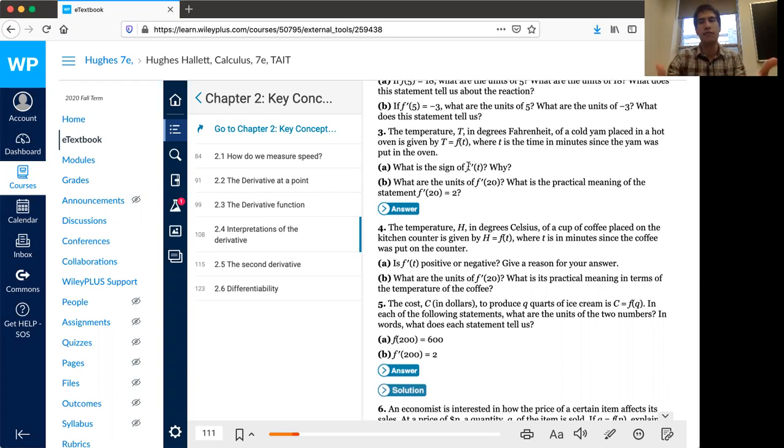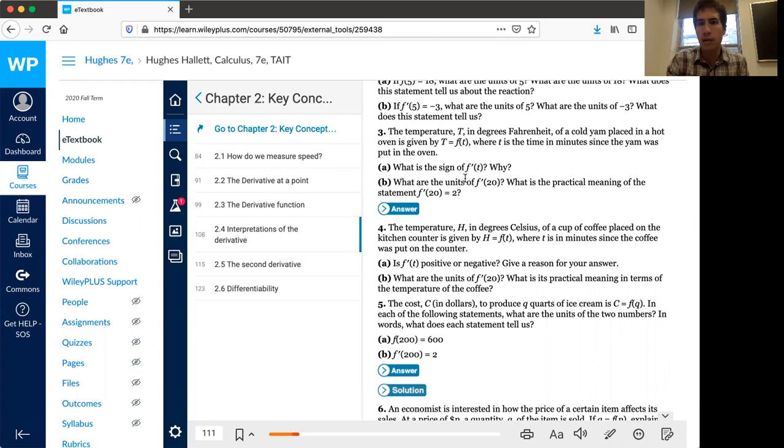So when you put something in the oven, you're heating it up. And so how is the temperature changing if you're heating it up? Well, the temperature is increasing, right? That's what heating it up means. And so this means that for part A, the sign of the derivative is going to be positive. The change in the temperature is going to be positive. The temperature is going to be increasing. So the sign will be positive.